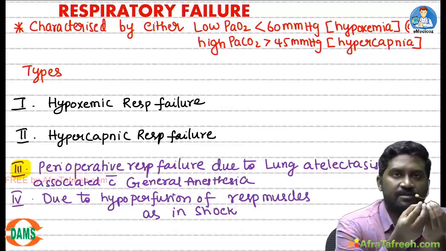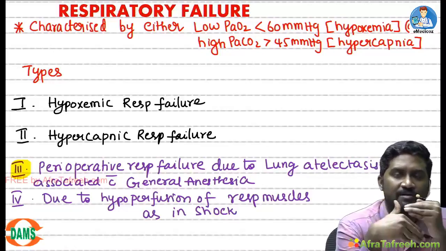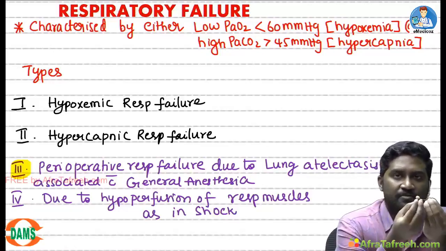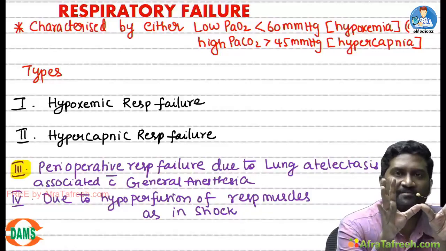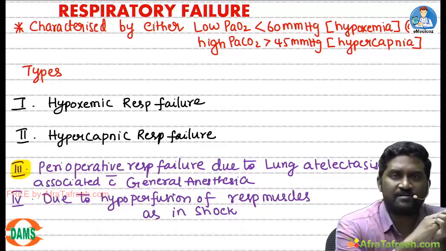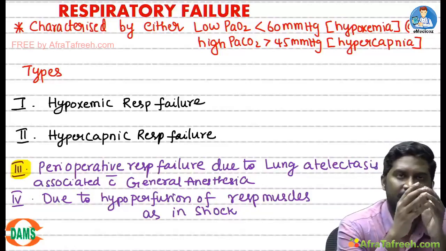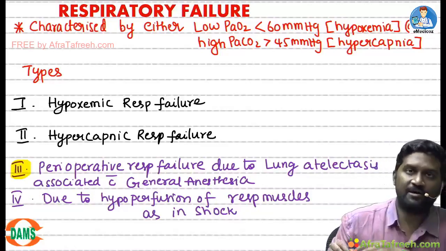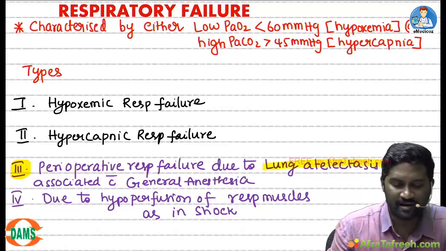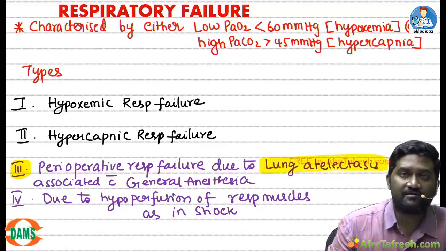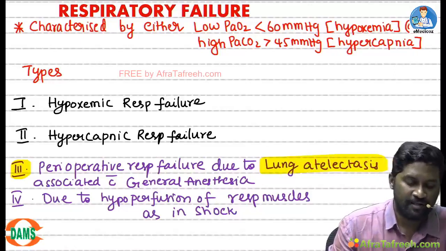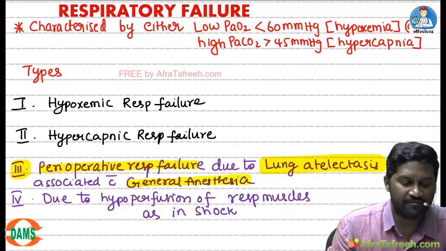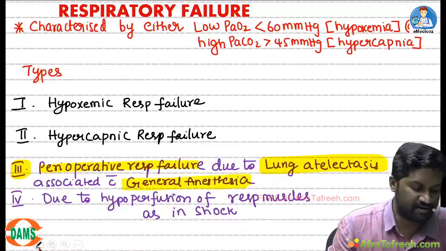If we do deep breathing exercises, your lungs have still not completely recovered from general anesthesia. By doing deep breathing exercises, there will be facilitation of alveolar expansion and proper gaseous exchange. Now if the patient is not doing breathing exercises properly, lung will not expand, alveoli will not expand, resulting in lung atelectasis. Whenever there is lung atelectasis, there will be no proper gaseous exchange, and that will result in respiratory failure. This respiratory failure in the operation theatre setting, associated with general anesthesia, is called type 3 respiratory failure.